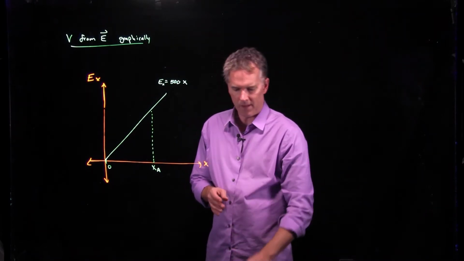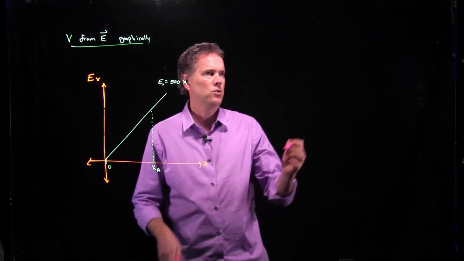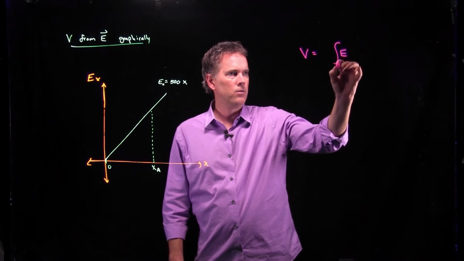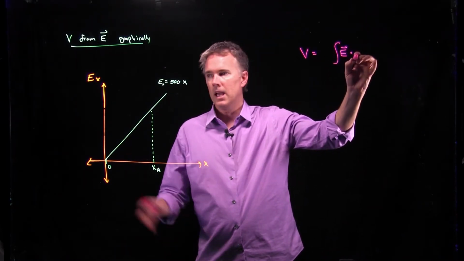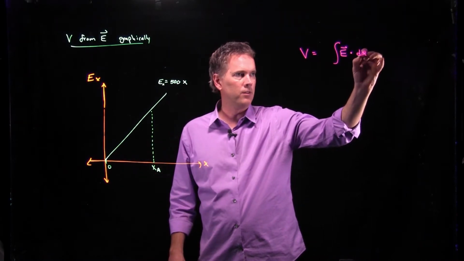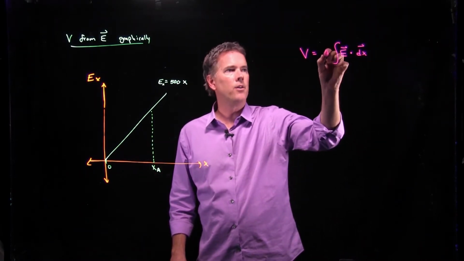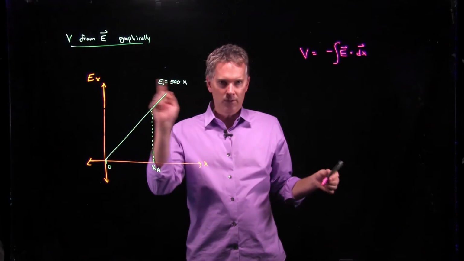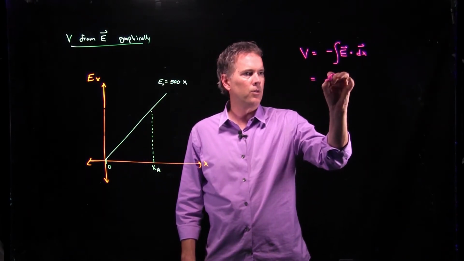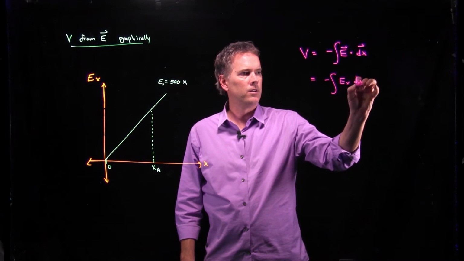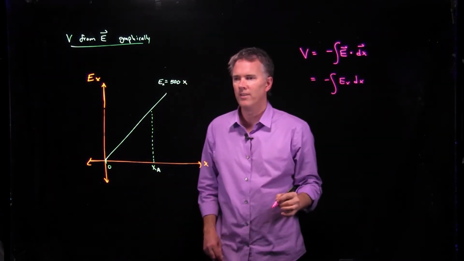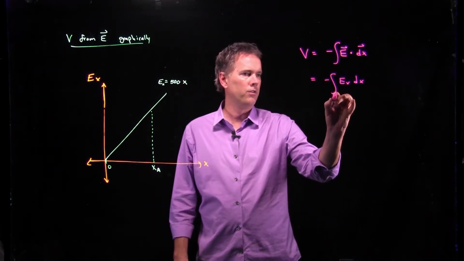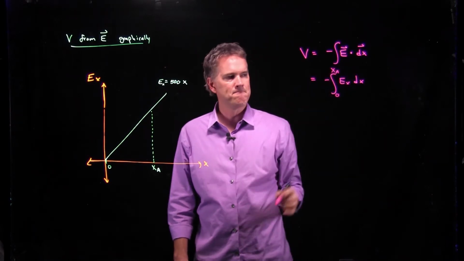How do we do this? Well, what we said last time was that the potential V is related to E through an integral. In this case, it's all one-dimensional, so we can just write this as dx. And there is a negative sign out in front. The dot product here just picks out the x component of E, and so this whole thing simplifies to the integral of Ex dx, and we have to integrate between our two points, 0 and x sub a.